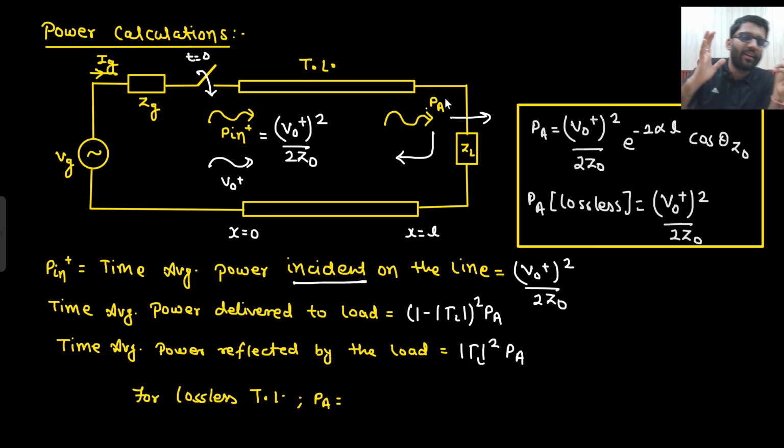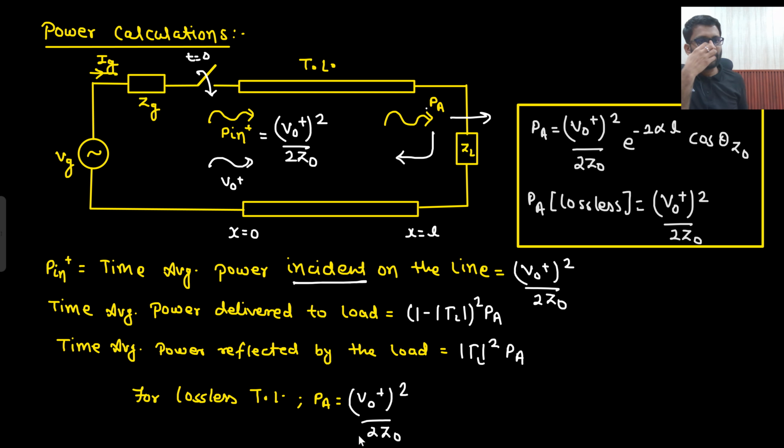Now some power will be transmitted to the load and some power will be reflected back. How much power will be reflected back? The power reflected back will be gamma L square PA, and the power transmitted to the load will be 1 minus gamma square into PA. This is what we have studied. For a lossless transmission line, PA, which equals V naught plus whole square divided by 2 Z naught, equals P in plus only.